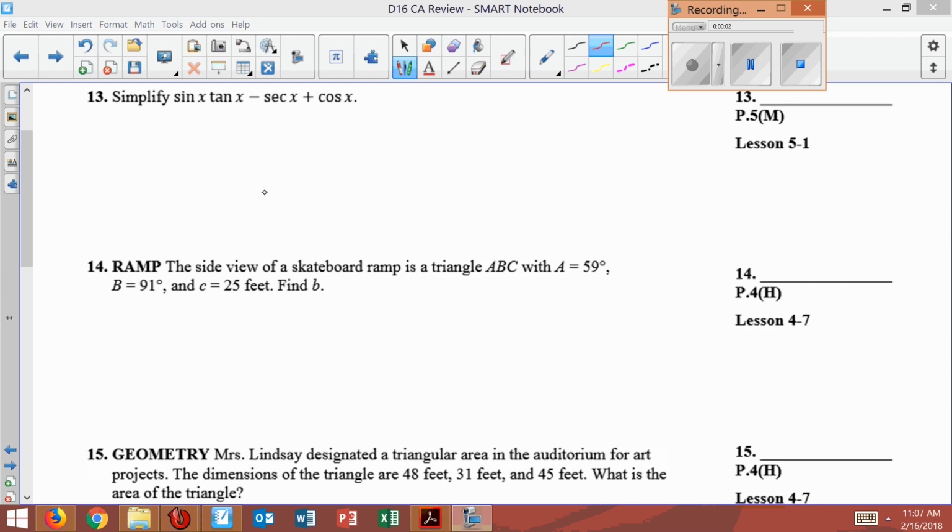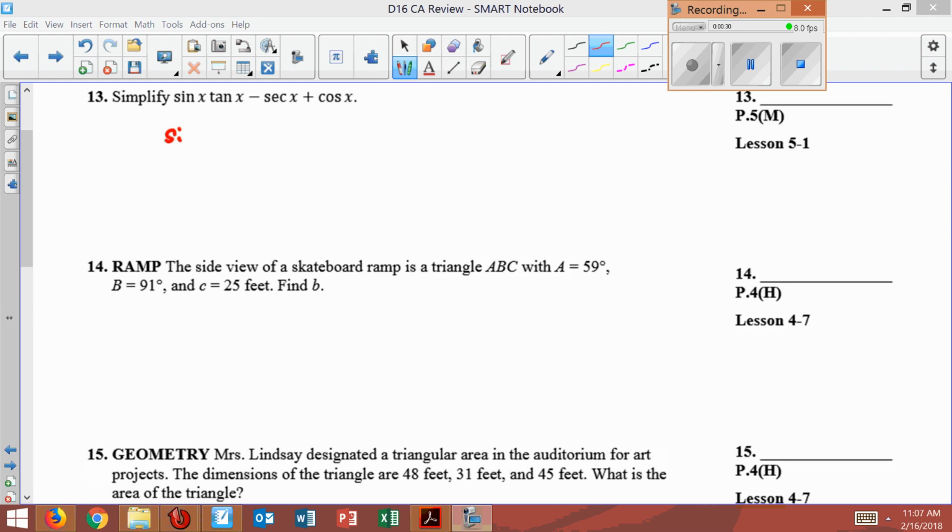Number 13, simplify sine x times tangent x minus secant x plus cosine x. All right, so the first thing I'm going to do here is use the second strategy. If you remember, the first strategy was if you have a ratio to change it to x, y's, and h's, which I don't have here. So you either use strategy 2, which is change to sines and cosines, or strategy 3, which is Pythagorean identities. I'm going to try to convert this first to sines and cosines.